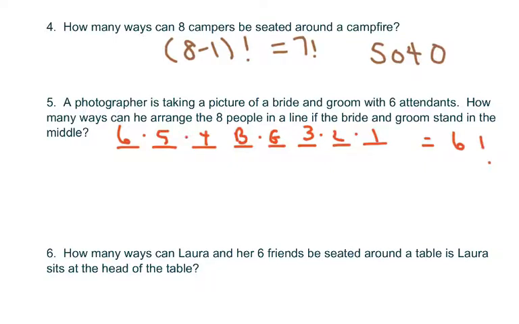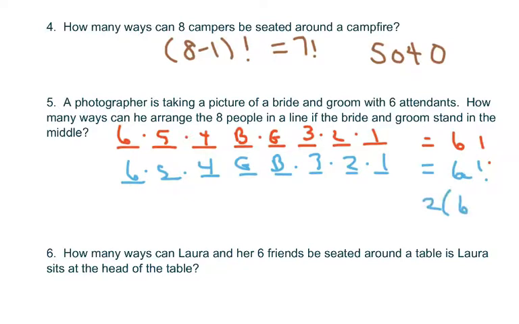However, you could have also done it this way. 1, 2, 3, 4, 5, 6, 7, 8. And you could have done 6 times 5 times 4. But the groom stands here and the bride stands here. Notice how this one's different than the previous problem we did. And that would be 6 factorial. So we have 2 times 6 factorial.